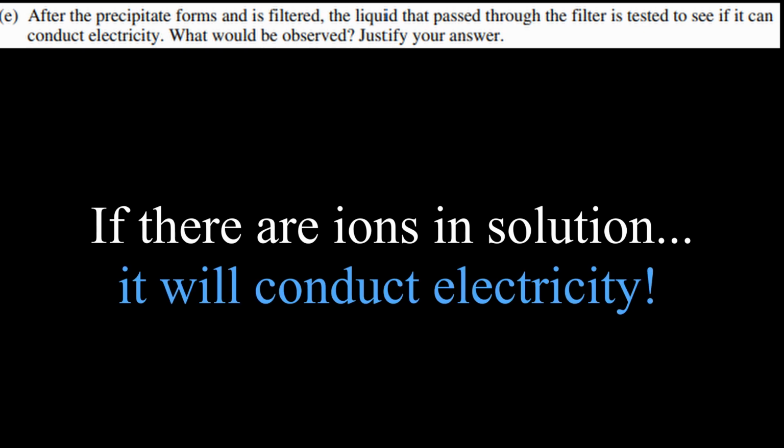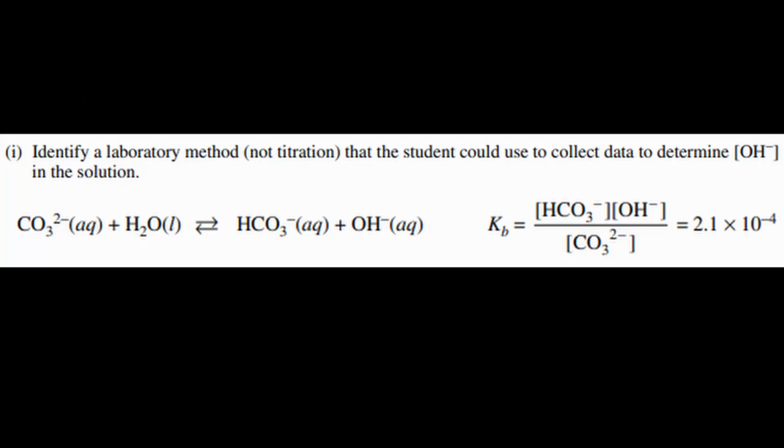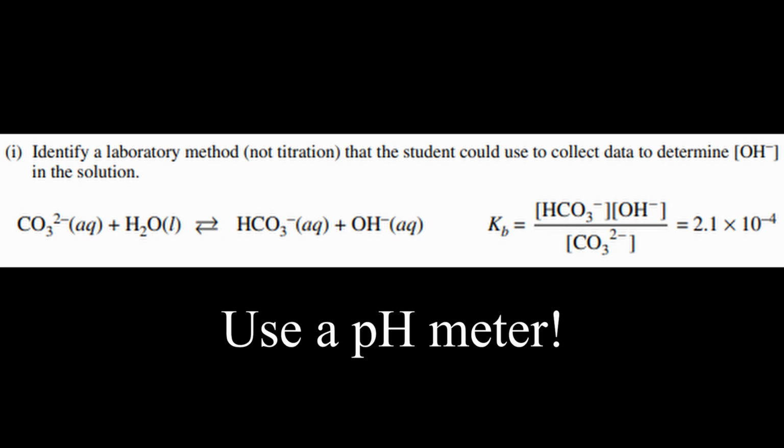This question is answered by question 3b. You really just have to mention that since there are ions in the solution still, the solution will conduct electricity. This one is simple. Since we can't use titration, the student could just use a pH meter to find the pH of the solution.